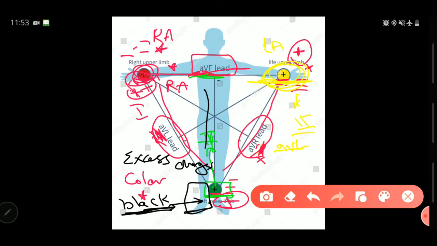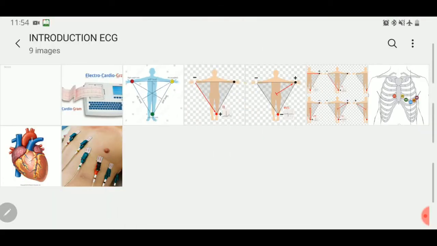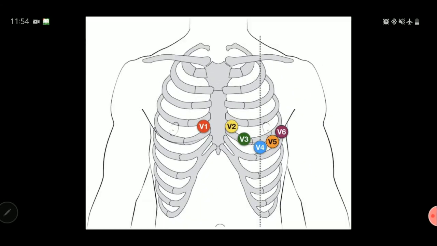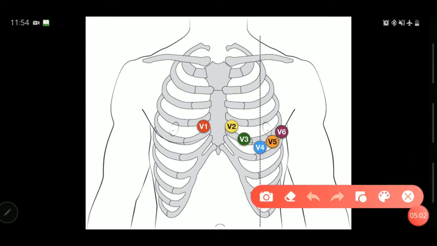So those are the 3 augmented limb leads that are situated in the body, and how to put them all with their colors. Okay, now we still have the chest leads. Let us go to them. This is a picture showing you all the 6 chest leads. As we said before, we have 6 chest leads, situated from V number 1 to V number 6, right?